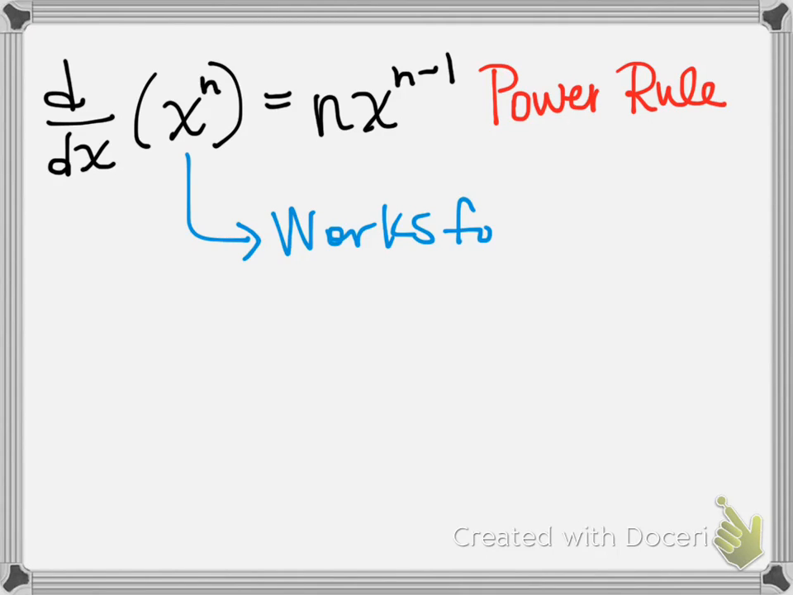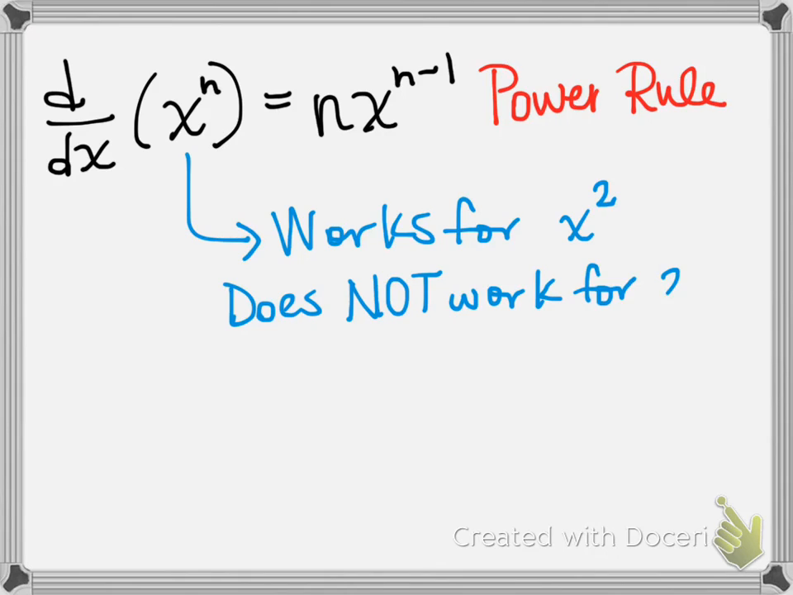This works well when we have a function like x squared, but it does not work if our function is 2 to the x. X squared looks similar to 2 to the x. The difference is that the base and the exponent are switched. 2 to the x is an exponential function, while x squared is a power function. So the power rule only works for power functions. We also need to know how to find the derivative of 2 to the x.